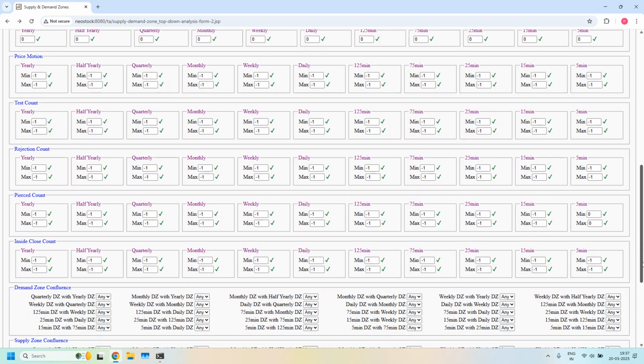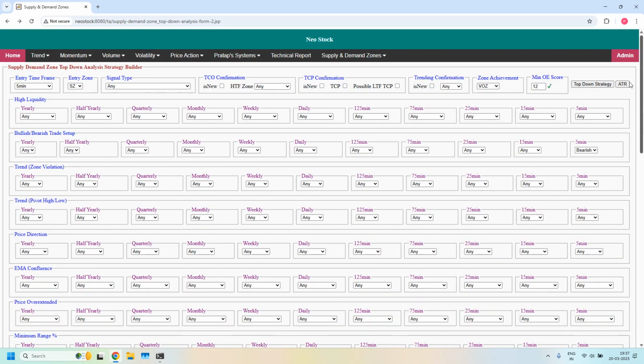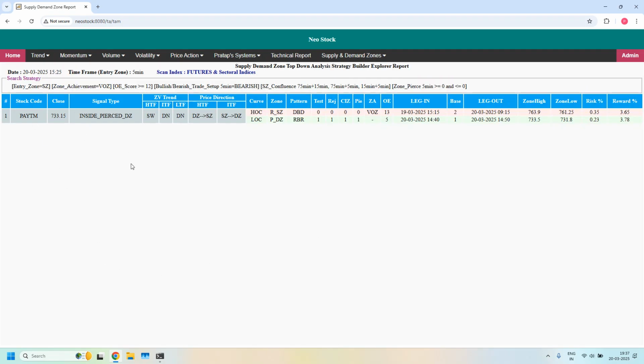So, in supply zone confluence, 3 filters we have to set. First one is already enabled. Next 5 minutes with 75 minutes zone confluence. 15 minutes with 75 minutes supply zone confluence. With all the 3 filters, we got only one stock. So this 5-minute supply zone overlapped with 15 minutes. Both together overlapped with 75 minutes supply zone. But 75 minutes trend is sideways. So there is no advantage of getting EMA confluence here.